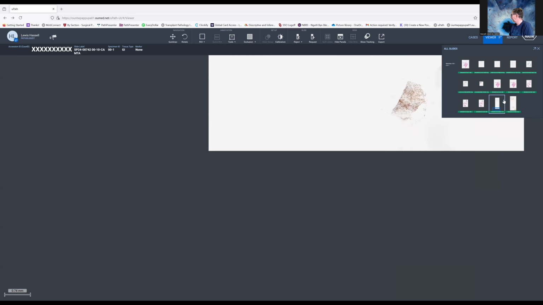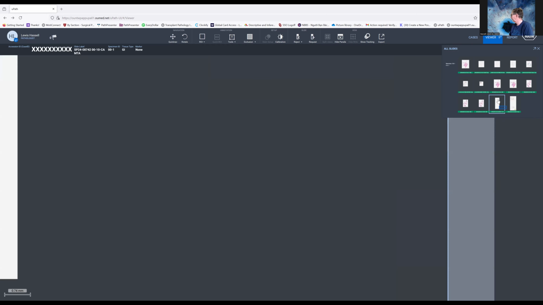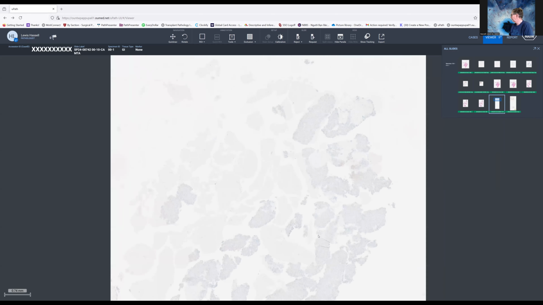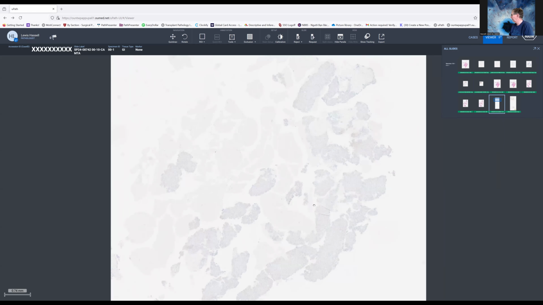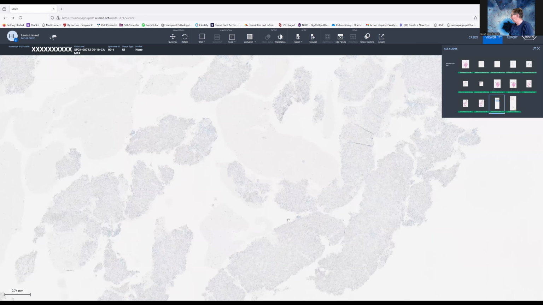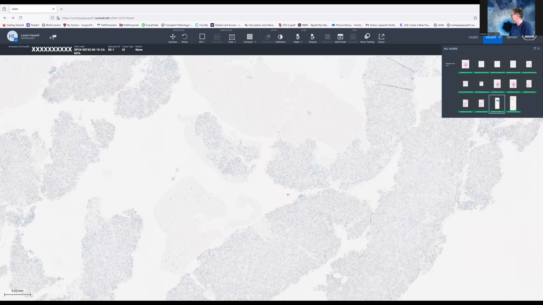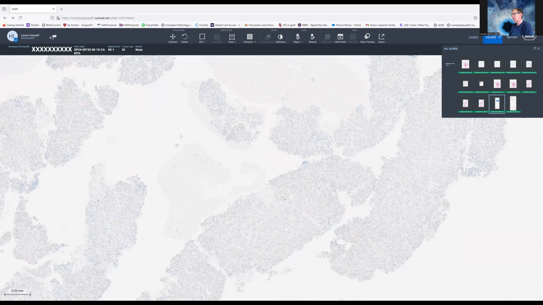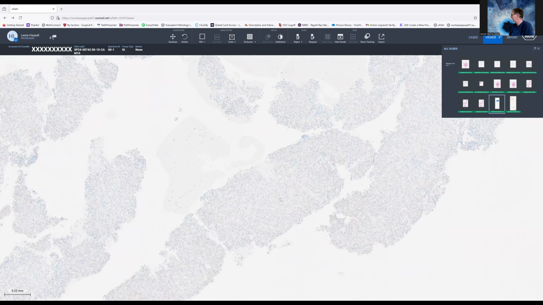So here, let's get this in the right area. This is the protein product for CAMTA1, which is the most common fusion partner in this disorder. But in fact, this looks entirely negative. So we probably do not have a fusion partner gene with CAMTA1.